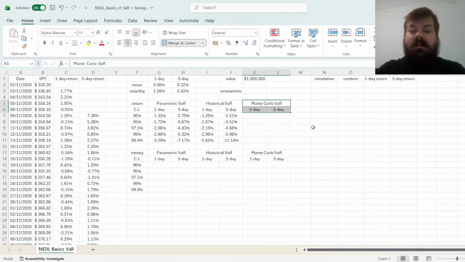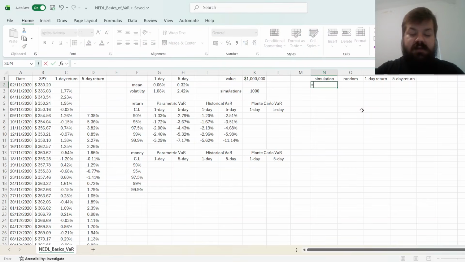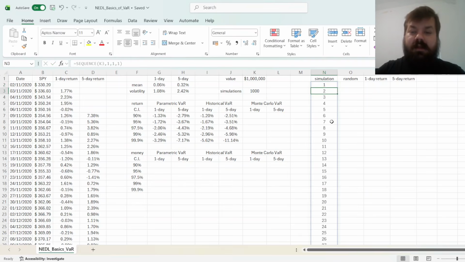And the only method that we have left to implement is the Monte Carlo simulation VaR. Again, here we are doing the basics. So the distribution we'll use for our Monte Carlo simulations is the normal distribution. And let's start with 1000 simulations. Again, to record those simulations, we can use the sequence function with 1000 rows, 1 column, and we'll just enumerate them from 1 to 1000.